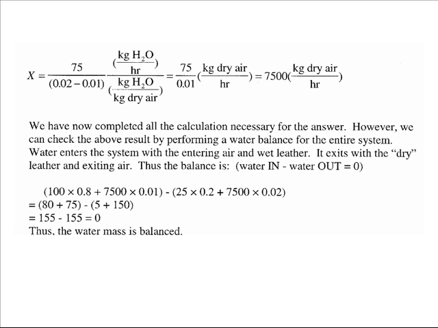So what you have in essence is, inside the first parentheses, the amount of water in, water coming in from the leather and water coming in from the dry air initially, minus the second parentheses, which is the amount of water exiting with the dry leather plus the amount of water that's exiting with the wetter air. And so you have your 85 plus 75, if you do the math, minus 5 plus 150. And then you get 155 minus 155 is equal to 0. Thus, the water mass is balanced.